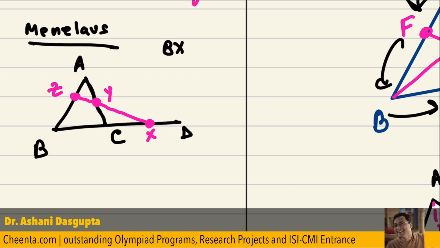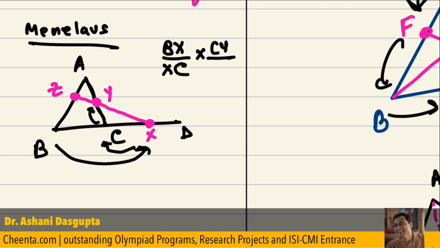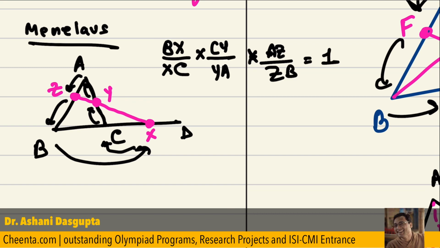BX over XC times CY over YA times AZ over ZB is equal to 1. Actually, if you use directed line segments, then we can say it's equal to -1. But let's not go into that computation. Just magnitude-wise, if you just divide and multiply, you will get 1.